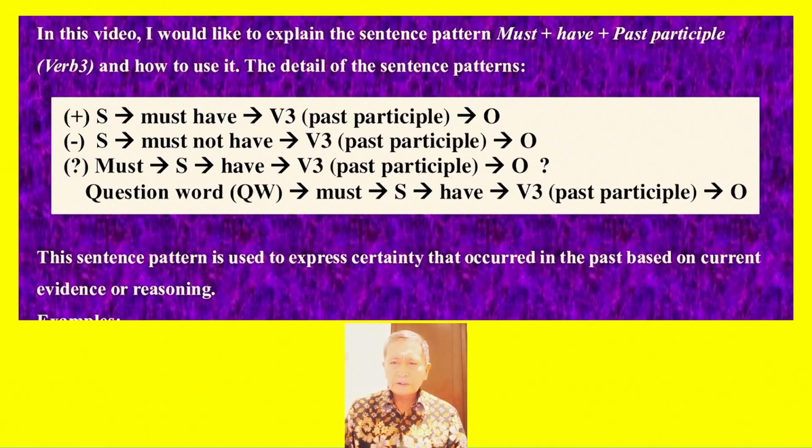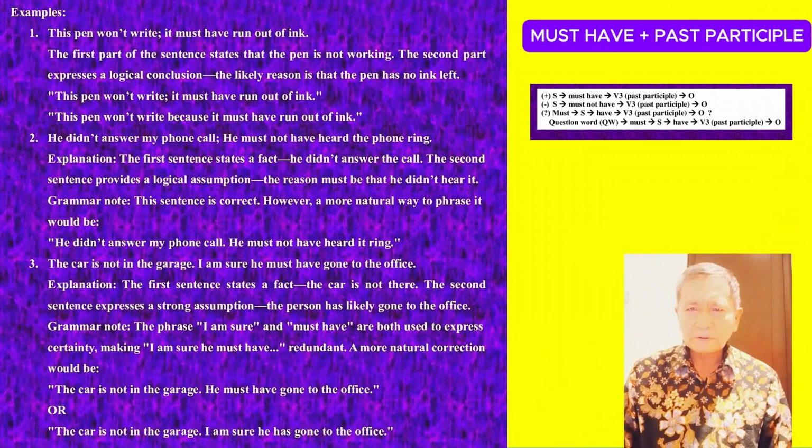This sentence pattern is used to express certainty about something that occurred in the past, based on the current evidence or reasoning. For example, number one, this pen won't write. It must have run out of ink.